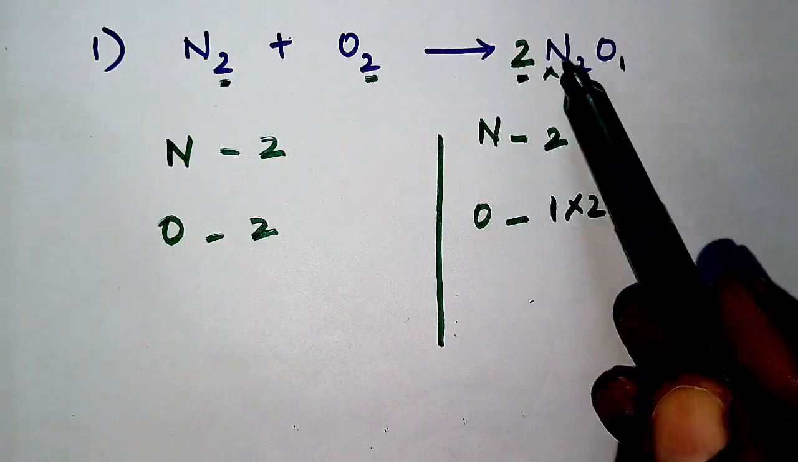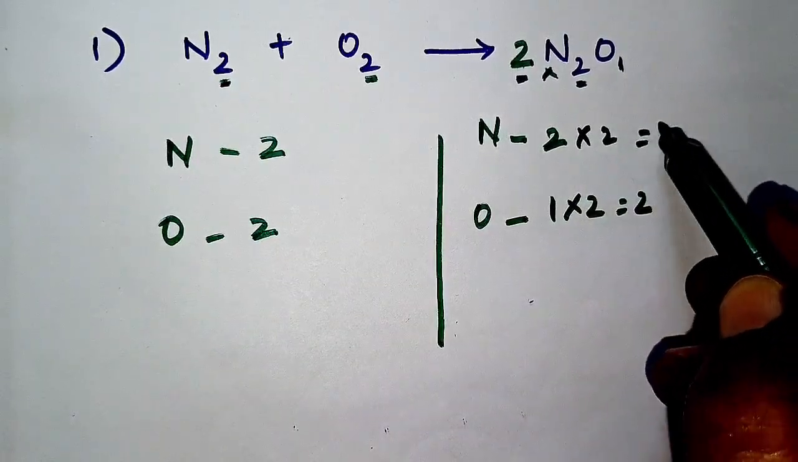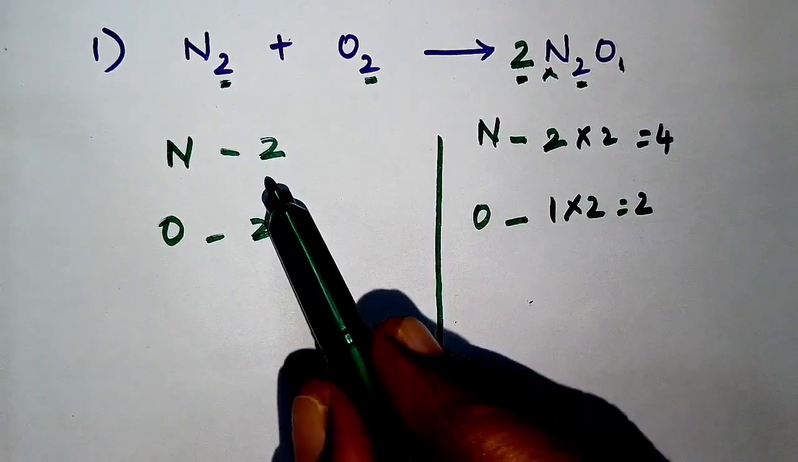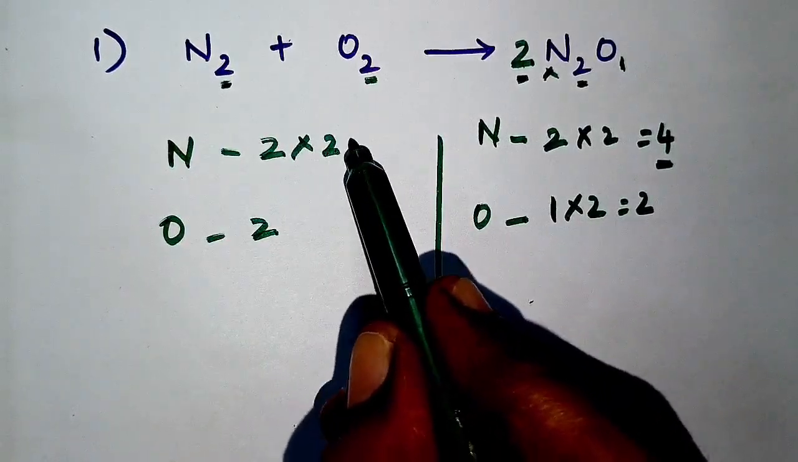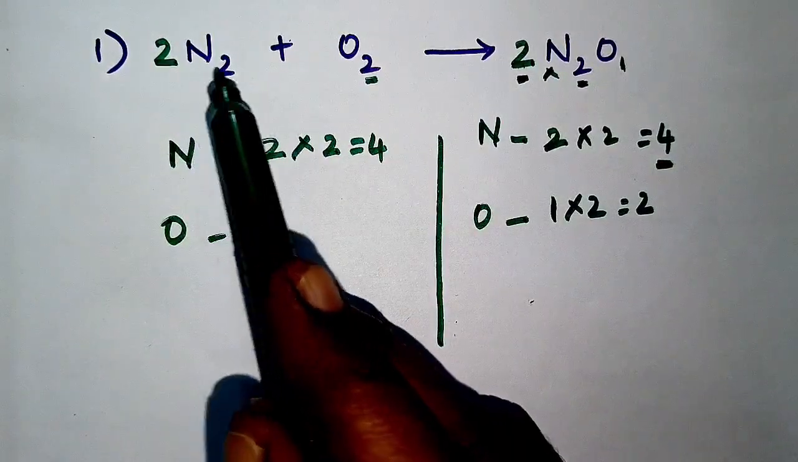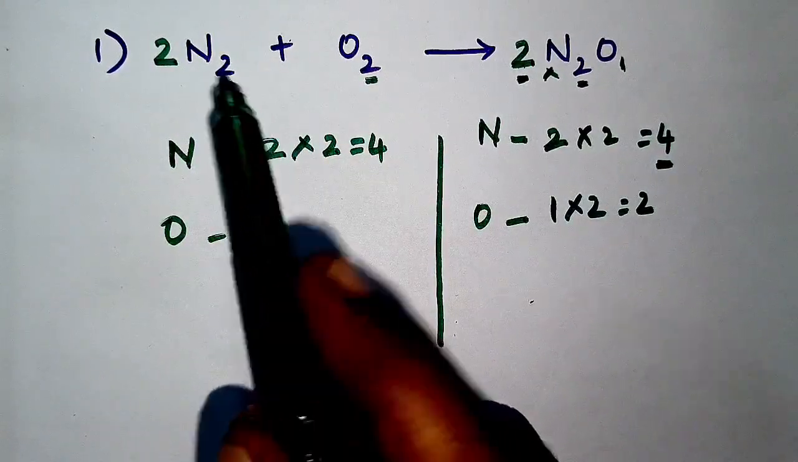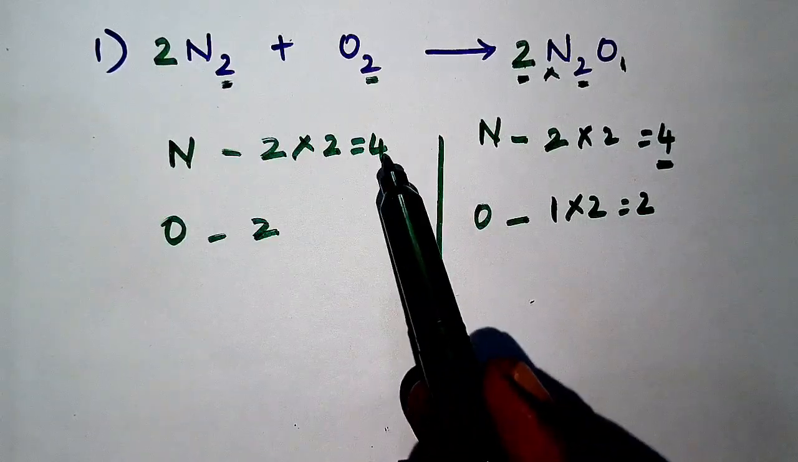Okay, so now your nitrogen is 2 into 2, 4. So here also you have to change. So now it is 4. So if you multiply this with 2, you will get 4. So put 2 in front of nitrogen. You can't change this subscript to 4. Okay, so to get 4 nitrogen atoms, put 2. So 2 into 2, 4.